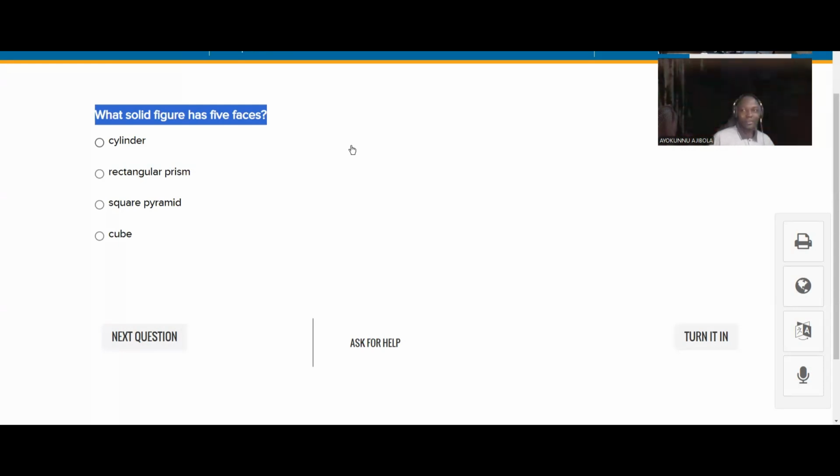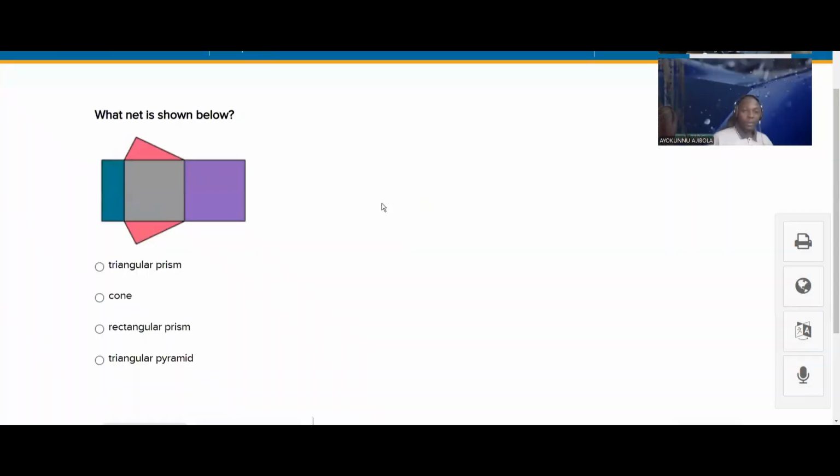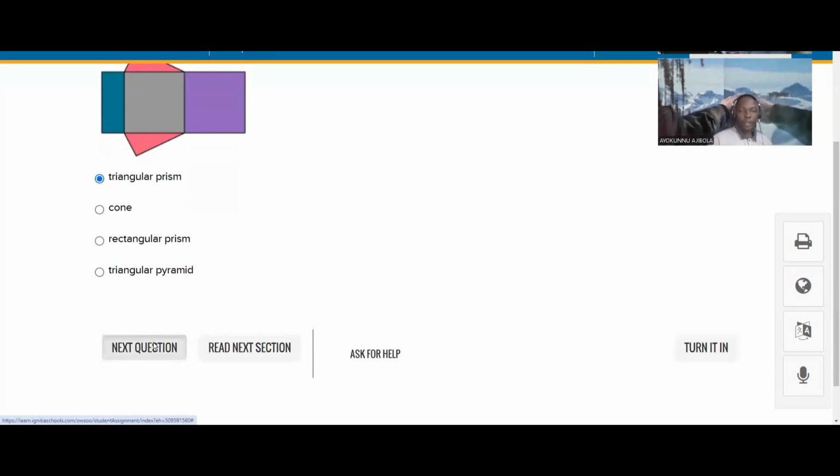Read the question. Yeah, what's the answer? I was asking you the other time. Okay, what's the answer? Pick your answer. That is the square pyramid. What net is shown? That should be a triangular prism, okay? Is that clear?